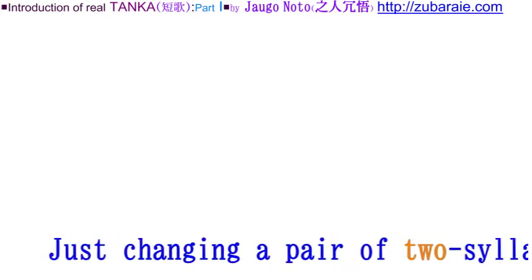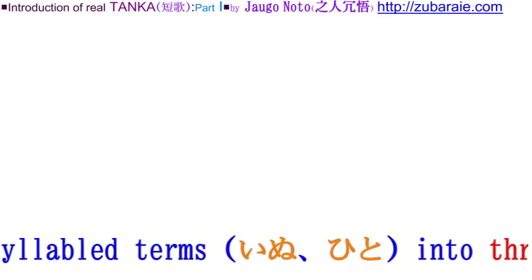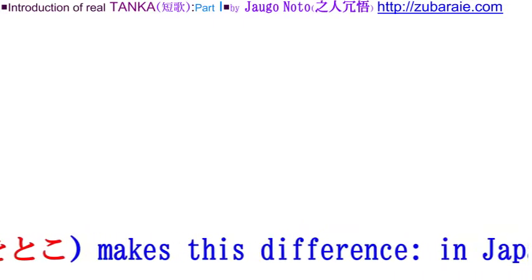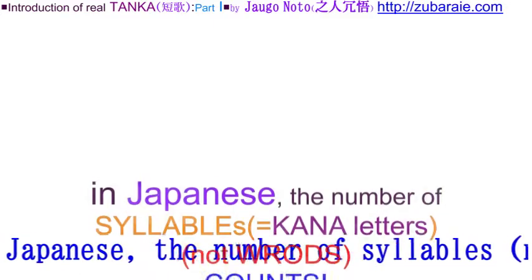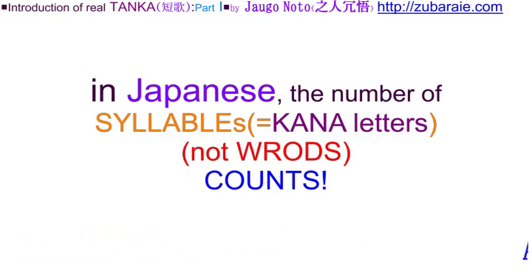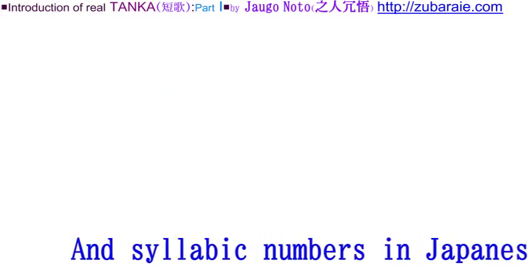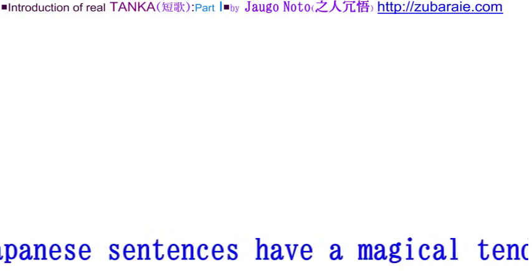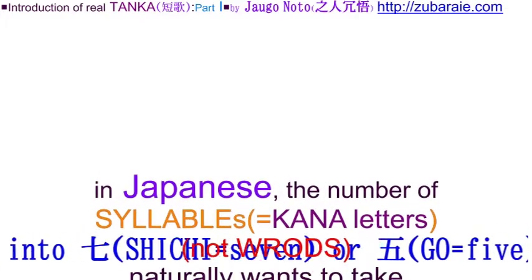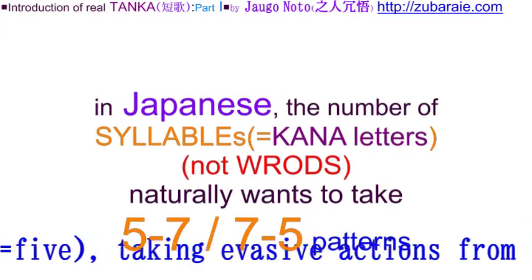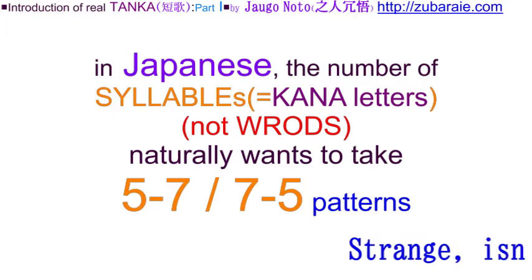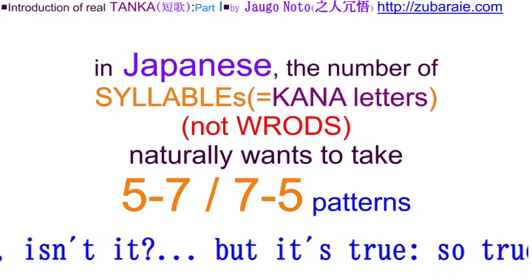Just changing a pair of two-syllabled terms, inu, hito, into three-syllabled ones, onna, otoko, makes this difference. In Japanese, the number of syllables, not words, makes a difference. And syllabic numbers in Japanese sentences have a magical tendency to fall comfortably into shichi, 7, or go, 5, taking evasive actions from 4, 6, 8, or 9. Strange, isn't it? But it's true.